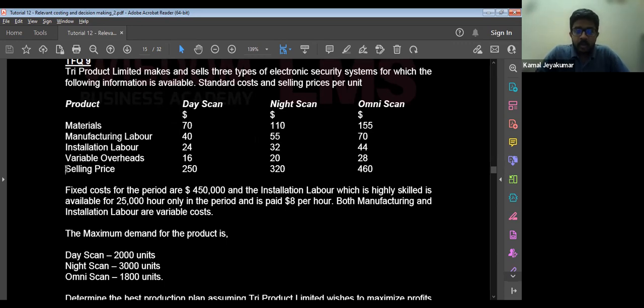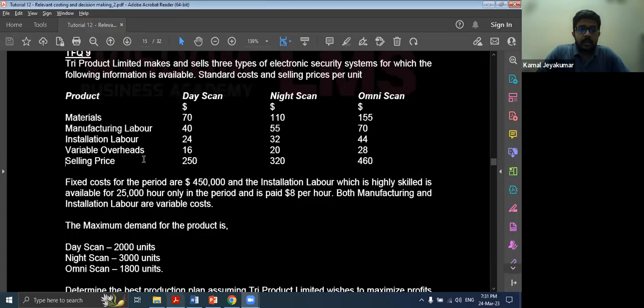Fixed costs for the period are $450,000, and installation labor, which is highly skilled, is available for 25,000 hours only, and is paid $8 per hour. Now, guys, in this question, you need to understand a concept called limiting factor. That means when you are producing something and one of the resources is not enough to cover the demand for that resource, then that resource will be a limiting factor.